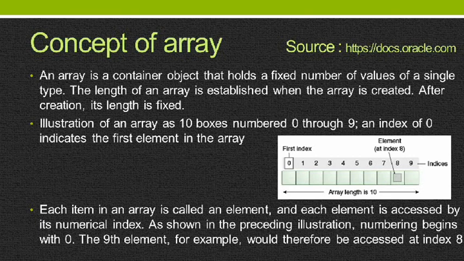Number 2, array is a data structure. Number 3, if we define the array, that is, array is a sequence of similar type variables, or it is a contiguous arrangement of similar type variables or similar type elements. This is the definition of array.